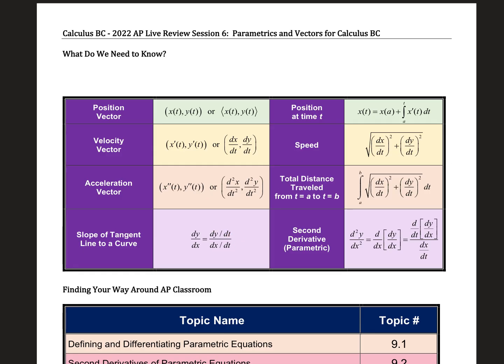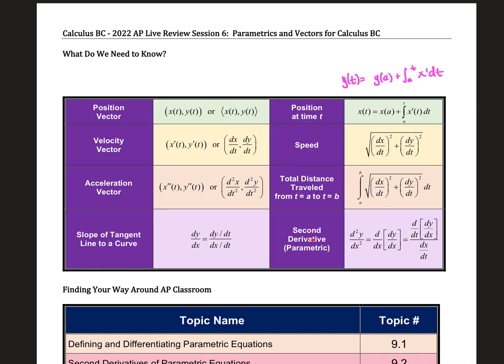Position, so position for y of t would be wherever it is at some given point, and then you get integrating from those points. And same thing with x, you need to know your initial position and then your change in position. Speed is the magnitude of velocity, so your velocity with no direction, so you do the Pythagorean theorem. Total distance traveled is the integral of speed.